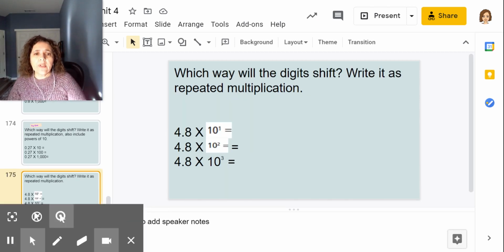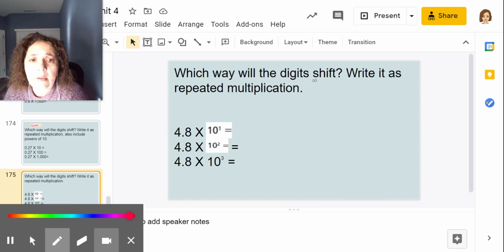Okay, which way will the digits shift? Write it as repeated multiplication. So now all we're doing is writing as repeated multiplication. Which way are they going to shift? They're going to shift to the left or to the right. I'm using powers of 10.